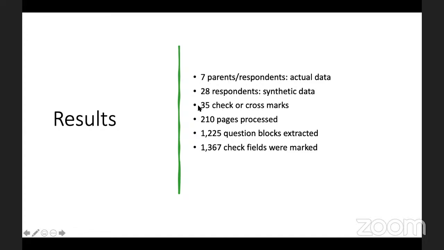Now there were 35 check or cross marks for each of these respondents, or maybe more, because if you have a cross mark, then you would have another check mark, since you just corrected a misplaced check mark. And then there are 210 pages that were processed. This is just for 28 respondents. So imagine if this was a real case wherein the mental health professional would be going to a community or a school. Most likely you would have hundreds of respondents, or even thousands if it was a big community.